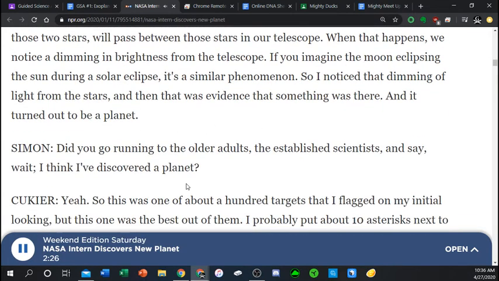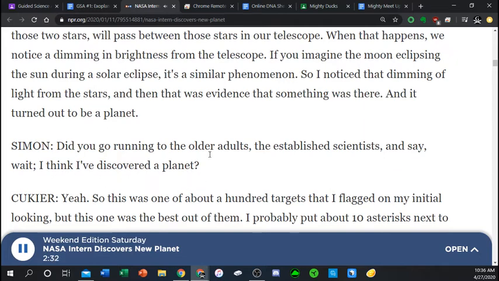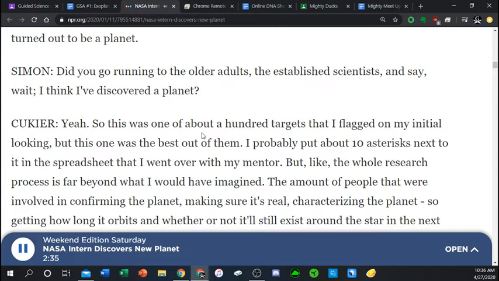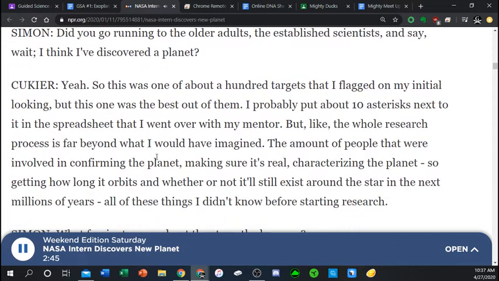And it turned out to be a planet. Did you go running to the established scientists and say, wait, I think I've discovered a planet? Yeah, this was one of about 100 targets that I flagged on my initial looking, but this one was the best out of them. I probably put about 10 asterisks next to it in the spreadsheet that I went over with my mentor. The whole research process is far beyond what I would have imagined. The amount of people involved in confirming the planet, making sure it's real, characterizing the planet, getting how long it orbits and whether or not it will still exist around the star in the next millions of years. All of these things I didn't know before starting research.